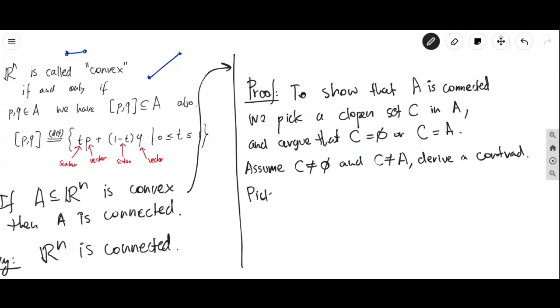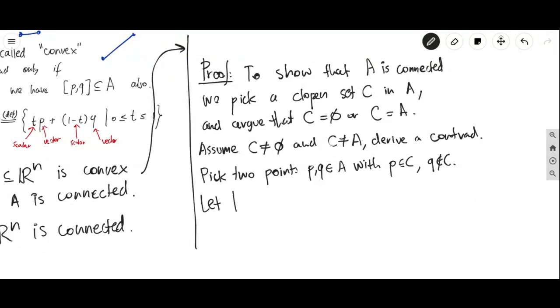So we can pick a point in C. Why can we pick a point in C? Well, because C is not empty. And a point, let's call it Q, which is not in C. Why can we do that? Well, I'm going to add a little bit of detail. So pick two points, P and Q in A, with P in C, but Q not in C. C is not empty, so there's something there, and C is not everything, so it's missing some point. So whatever point it's missing, you call that point Q. And now you let L be the line segment from P to Q.